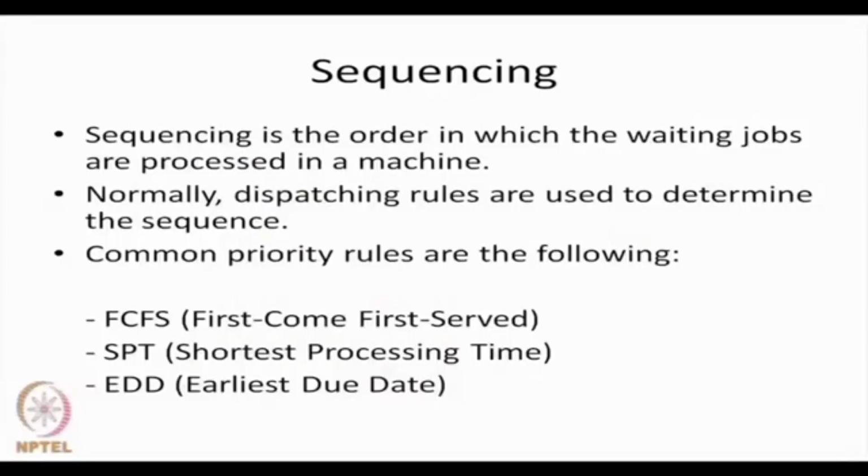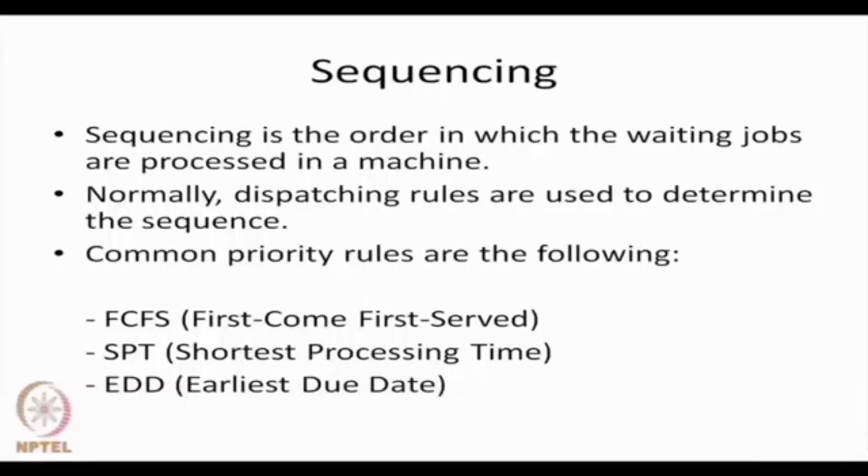Now, we go to a problem which is known as sequencing. This is an outcome of a scheduling problem. Sequencing is the order in which the waiting jobs are processed in a machine. That means, if there are more than one job waiting for processing in a machine, then what should be the order in which they should be processed? This is called the sequencing problem.